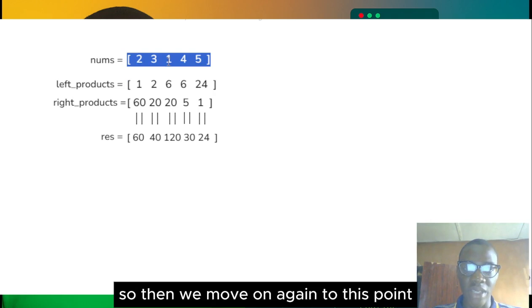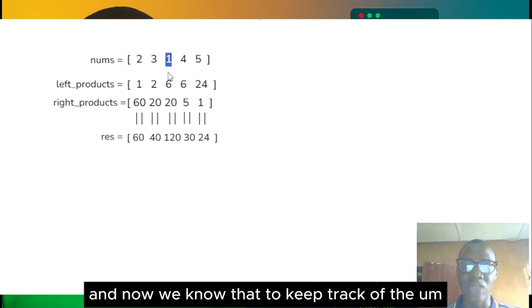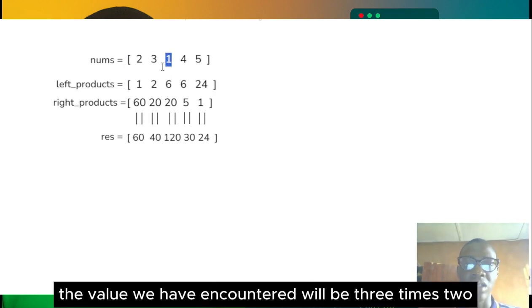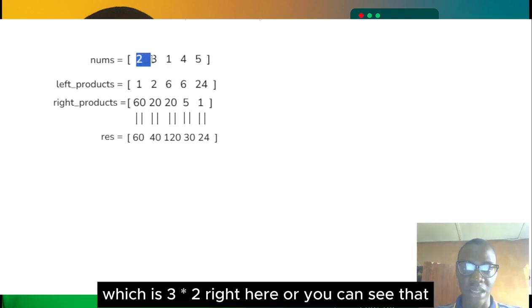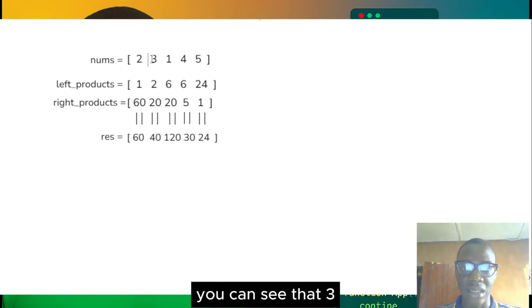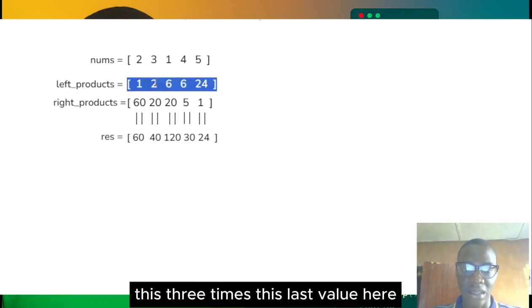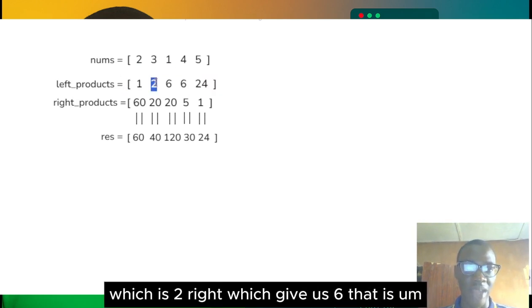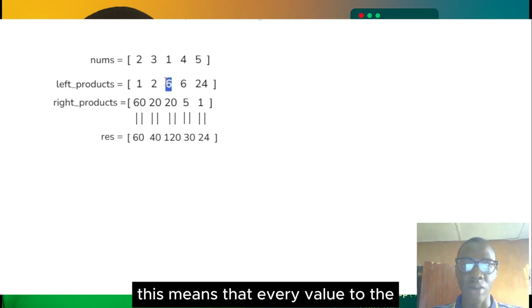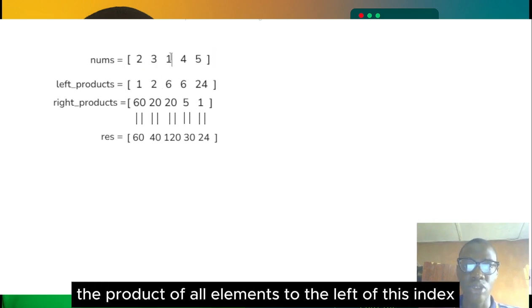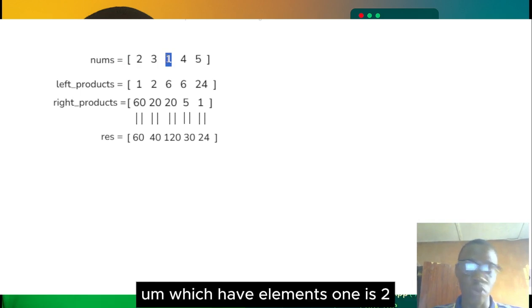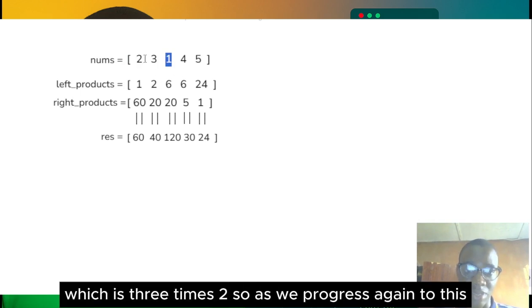Then we move on again to this point, and to keep track of the running product, the value we have encountered will be 3 times 2. Or you can say 3 times the last value here, which is 2, which gives us 6. This means the product of all elements to the left of this index, which have elements 1, 3, and 2, is 6, which is 3 times 2.